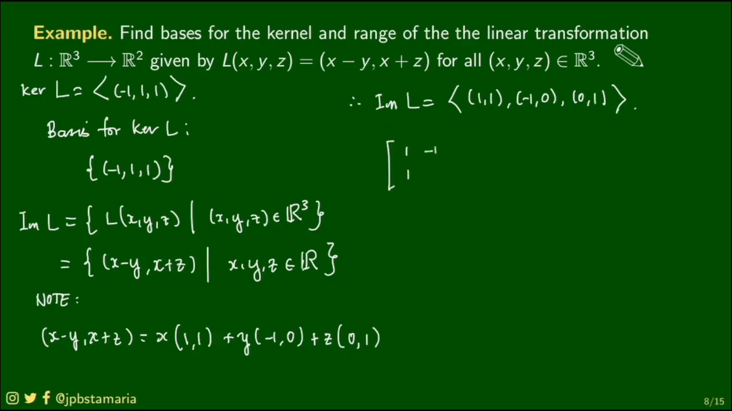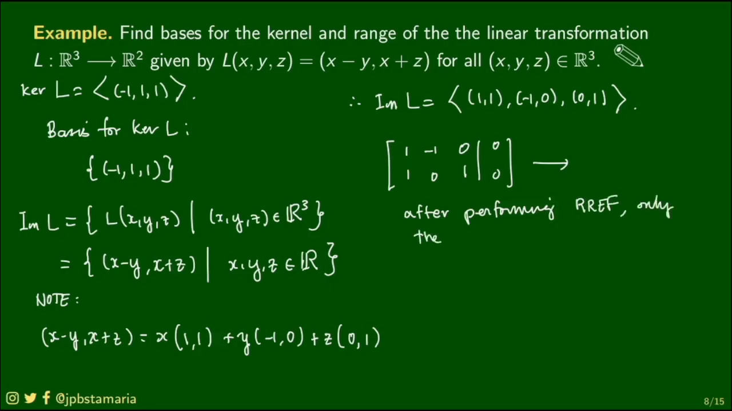We put these vectors in columns and then run the Gauss-Jordan algorithm like so. But as you can see, this is also the matrix that we have calculated the RREF of a while ago, right? I notice that after performing RREF, only the first two columns receive a pivot.